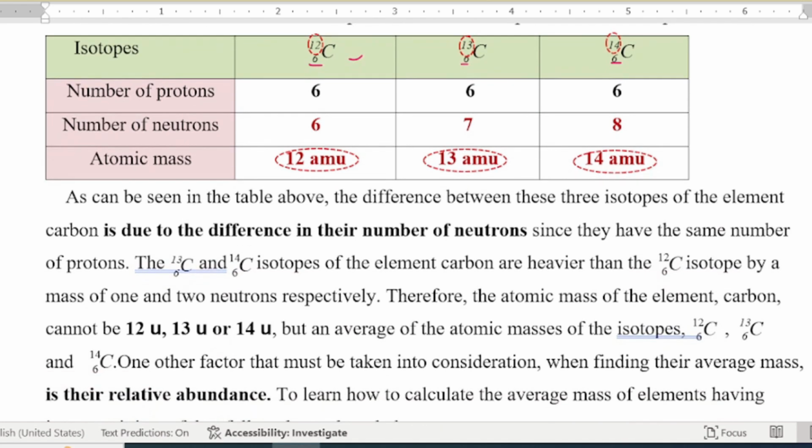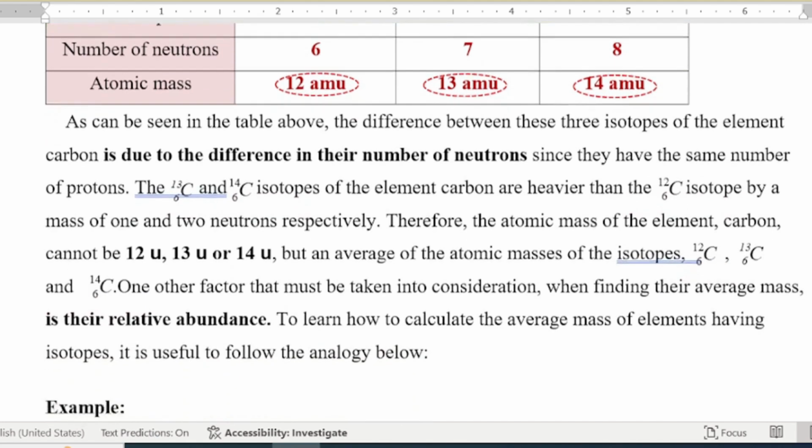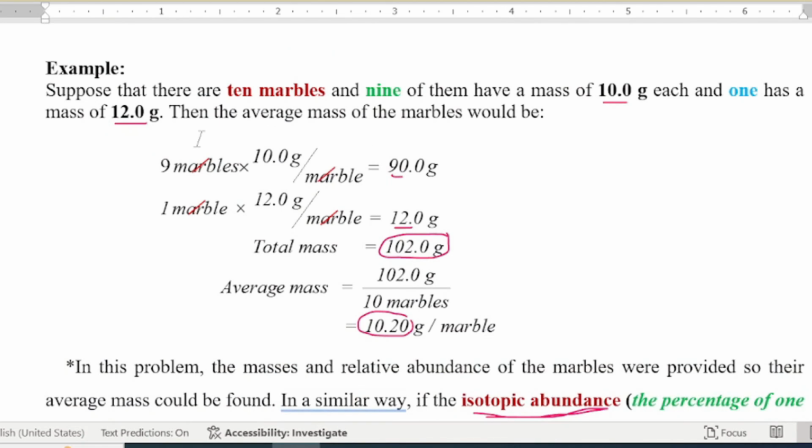What we'll have to do is to find the average atomic mass of all of these isotopes to answer that question. So what we'll do is we'll show you how to find the average here. First of all, let's see how this is done using marbles as an example. Let's say you have 10 marbles, and 9 of them have a mass of 10 grams each, and 1 has a mass of 12. How do you go about finding the average mass of the marbles?